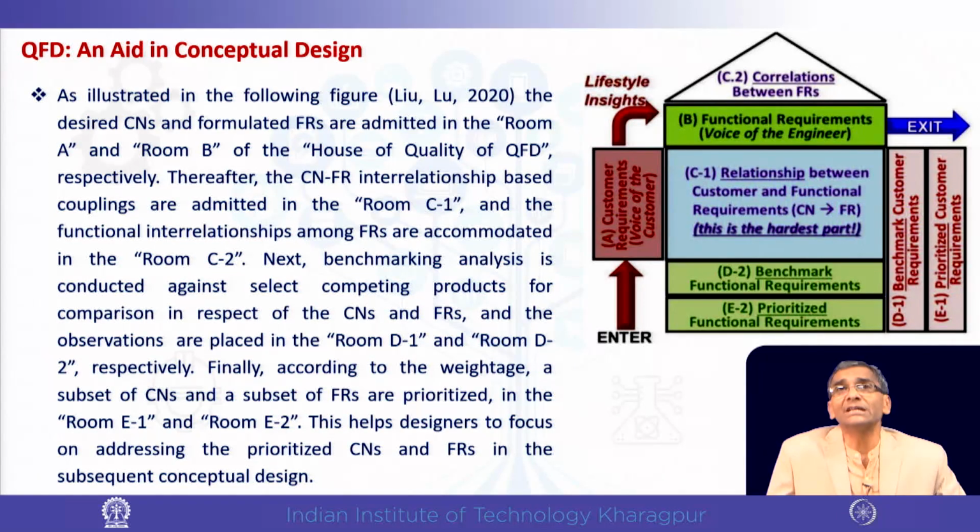The observations are placed in room D1 and room D2, that is the benchmarking analysis conducted against select competing products, where competing products means the best in class, that this company or enterprise, or the product that we are talking about, is compared against vis-a-vis the competitor's product. So, that comparison, both functional and from the customer, is done in this, and from that the prioritization happens.